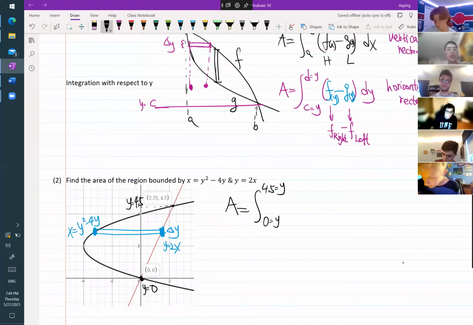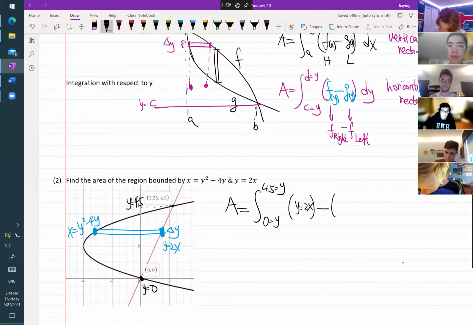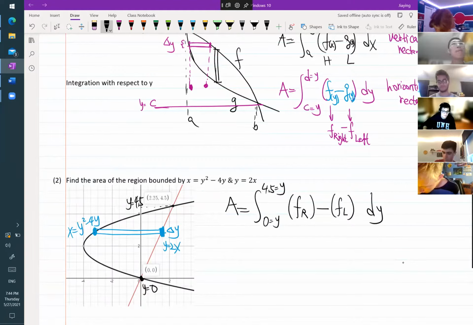Because for horizontal rectangles, we have to kind of stack up the rectangles vertically. So we need to know the boundaries for y. And here we need to know the function that's on the right, which is the orange one. So we're going to have to use this function y equals 2x minus the function on the left. So this is the right function minus the function on the left, and then dy. And let me rewrite this. So that's a 0. This is a 4.5.